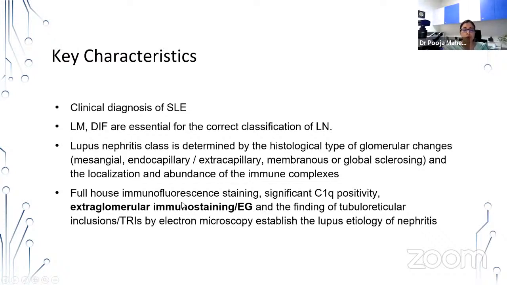Now, the most important thing is full house immunofluorescence staining, and in that, significant C1q positivity is the key feature along with IgG deposits. And one most important thing is extraglomerular immunostaining. So briefly, I will refer to it as EG. And then the finding of TRIs by electron microscopy is just a help in establishing the lupus etiology of nephritis. It's not essential. So the most important thing is DIF.